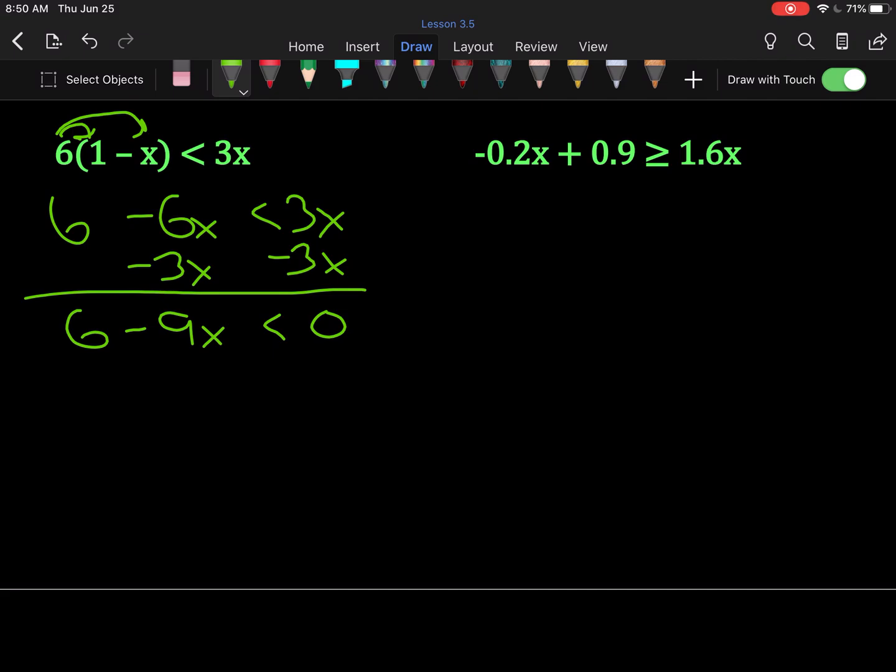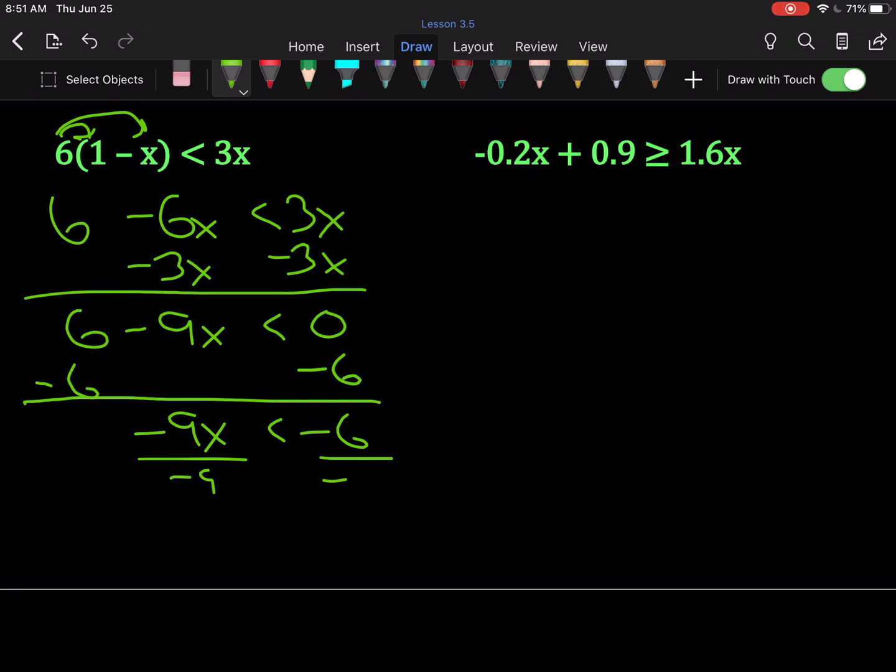Remember, inequality symbols are like equal signs. They cannot disappear. 3x minus 3x is just 0. Now this 6 needs to report to the other side because it does not have a variable. So it's positive, we'll subtract it. Negative 9x is less than negative 6.